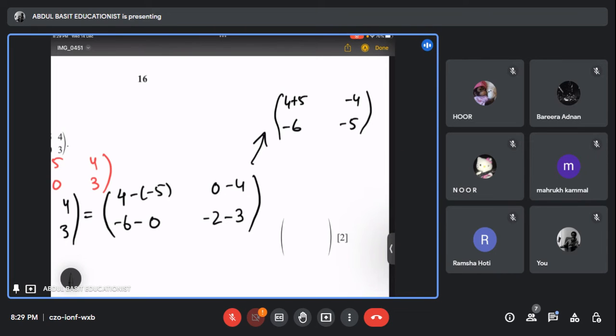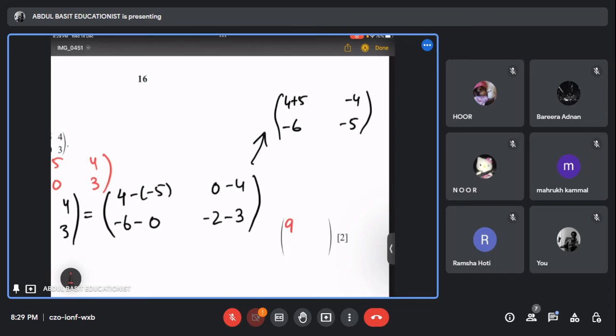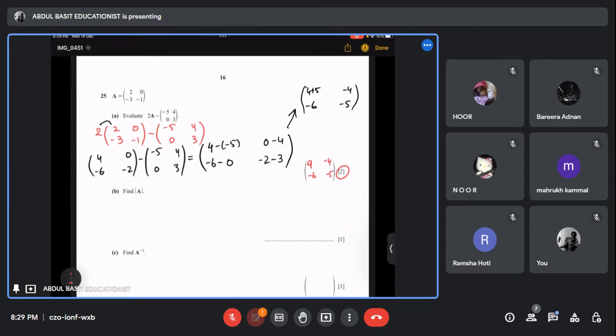Just for one thing, I had to do this step. That was minus minus plus in the first element place. 4 plus 5 is 9. That is minus 4, already solved. Minus 6, and that is minus 5. So that's the point where you will score 2 marks in the exam.